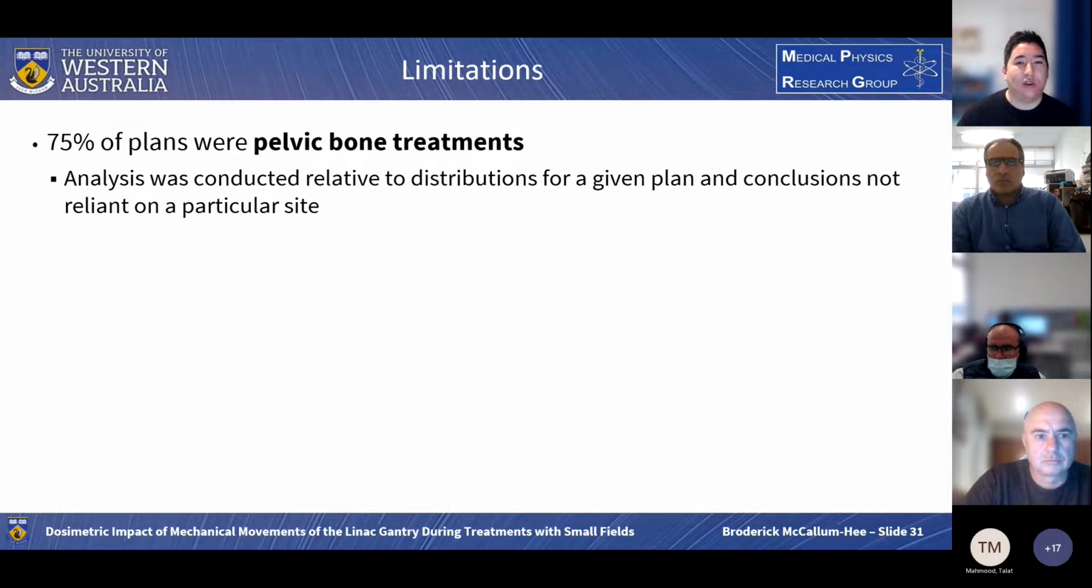However, there are a few limitations of this study. The first one is that 75% of the plans were for pelvic bone treatment sites, and bone being of high density means that the dosimetry may be slightly different to softer tissues in the body. However, analysis was conducted relative to distributions for a given plan, and the conclusions are not reliant on a particular site.